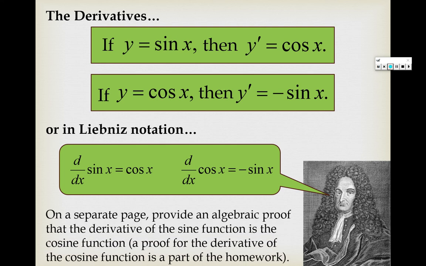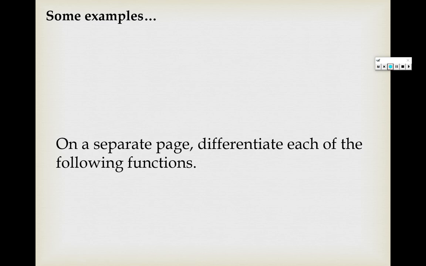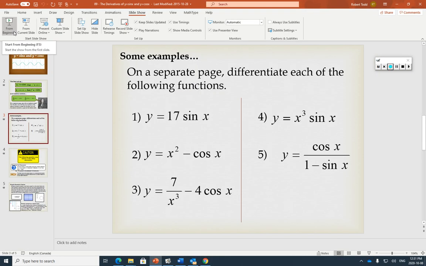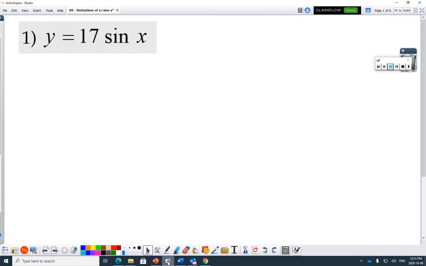On a separate page, do these proofs. Oh, I don't need a separate page. I got Active Inspire. Here I go.